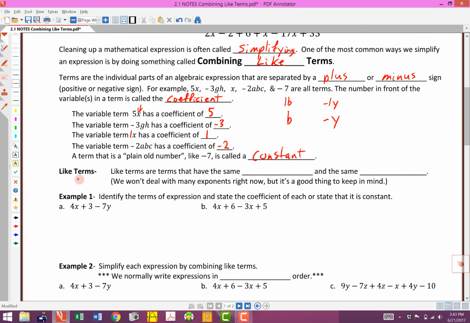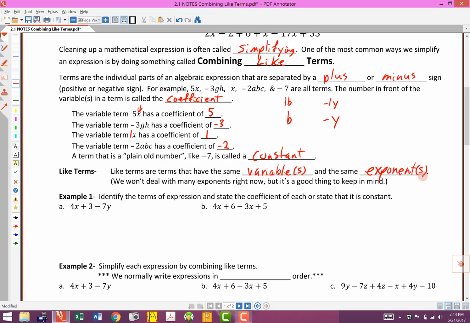Okay? So let's talk about what like terms are and how we can tell whether or not we've got like terms. Like terms are terms that have the same, I'm going to say same variables. In fact, I'm going to write variable, and then in parentheses I'm going to put an S. If it's got more than one variable, it's got to have the same variables and the same exponents. Okay, and I'm going to put the S in parentheses there as well.